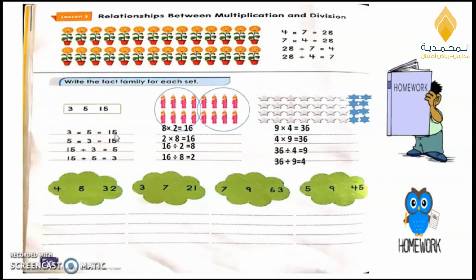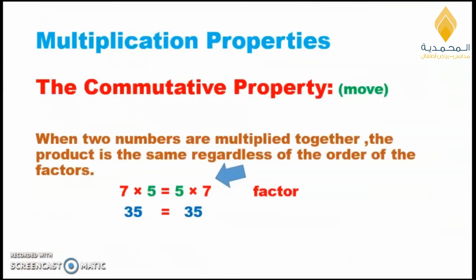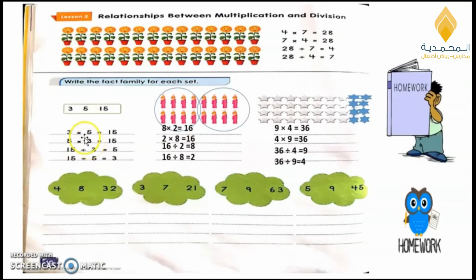Then I will write another multiplication sentence using the commutative property. Again, I will remind you about the commutative property. Here it is. Take a look at it. So I can rewrite it as 5 times 3. Also, it will give me 15. Then the relationship between division and multiplication is 15 divided by 5 equals 3, and 15 divided by 3 equals 5. Okay, as you can see here.